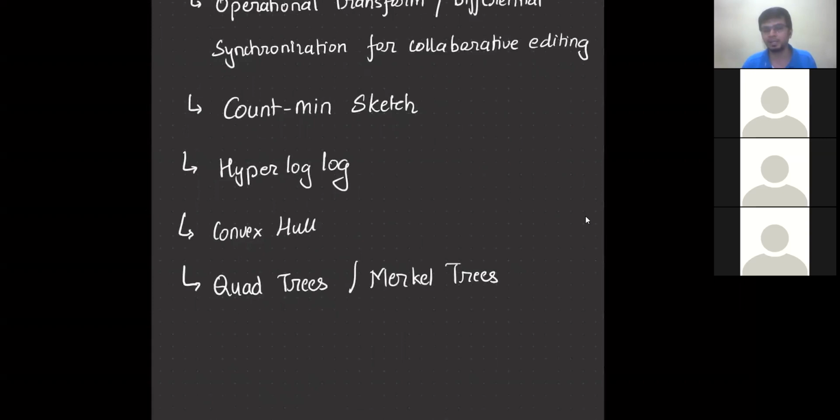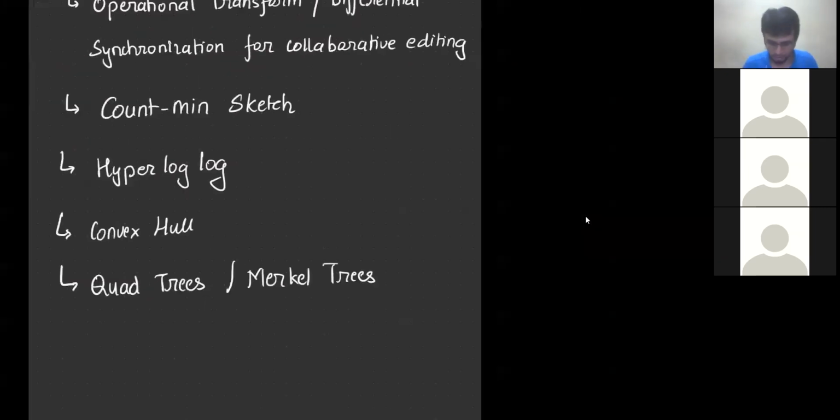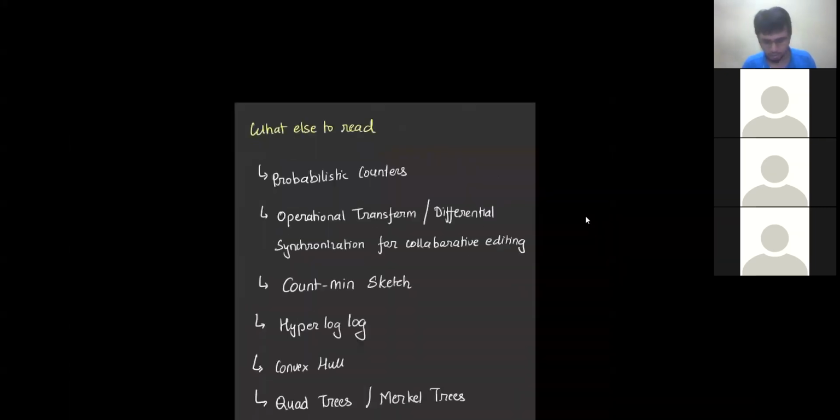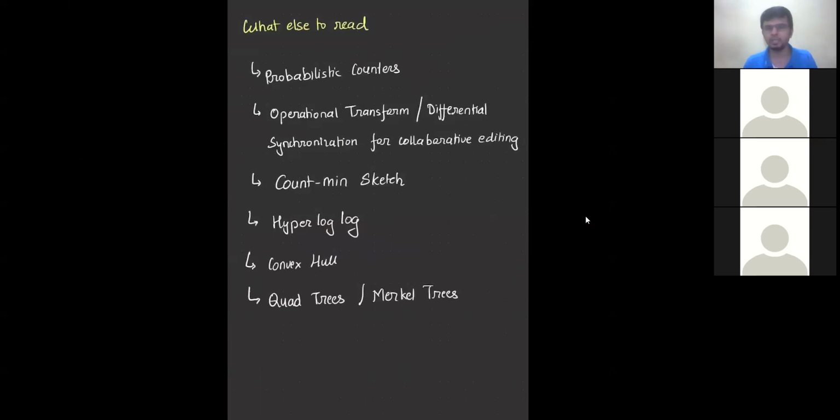And quad trees and Merkle trees, just if you want to. It's more towards the S2 geometry and the geolocation side of things. Quad trees and Merkle trees, you can do that. Merkle trees are also used in Git to some extent, and quad trees you can obviously use for the geolocation side of things. And yeah, this concludes everything that I wanted to cover.